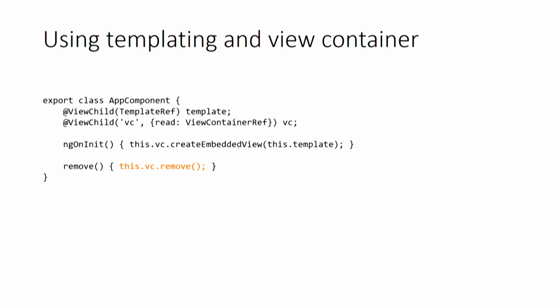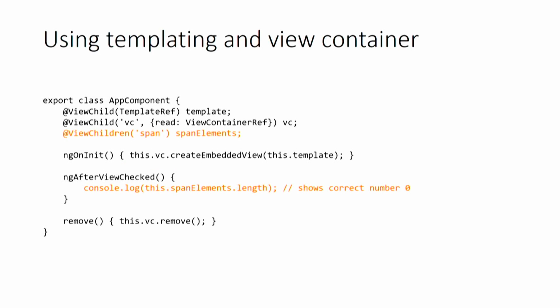And again, this can be done as simply as calling the remove method. We do not pass the index of the view, so it will remove the last embedded view. We have only one view. So if you inspect the result in HTML now, you will see that the span element is gone. And if we use the same check that we used before, using ViewChildren inside the ngAfterViewChecked lifecycle hook, we log the number of span elements, and now we get the expected number, 0.